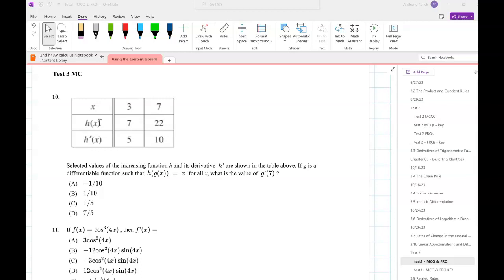Not opposites. Inverses. Opposite means different. They are inverses. If you say opposite, it's wrong. So if you know what H of 3 is, then find G of 7. I'm so confused. No, I'm not following this one. We'll come back. You'll get it. I keep on getting 1 over 10.